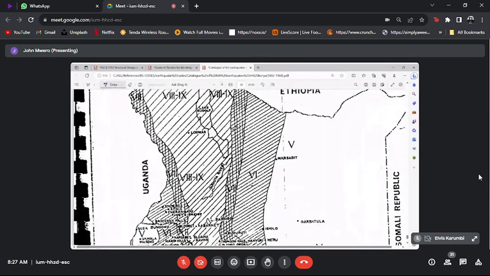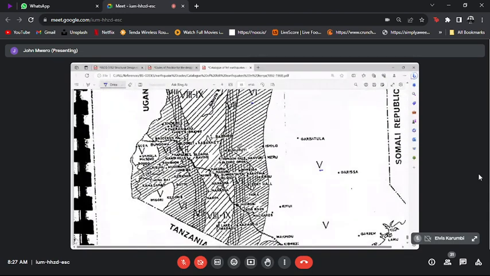Let me make it a bit bigger. We see if we can find Nairobi. Yes, Nairobi is right here. Let me use a lighter color. Nairobi is right there. So it's zone 7. Zone 7. Nairobi is zone 7.